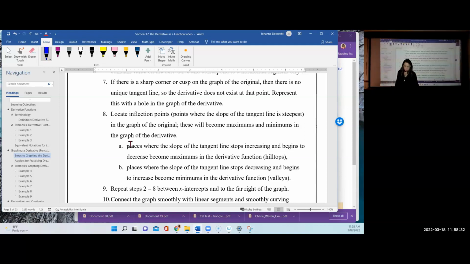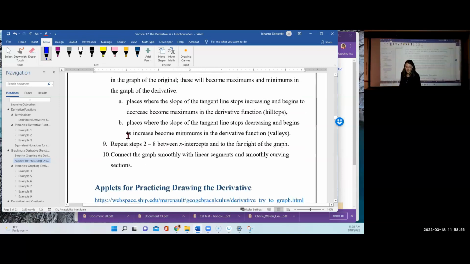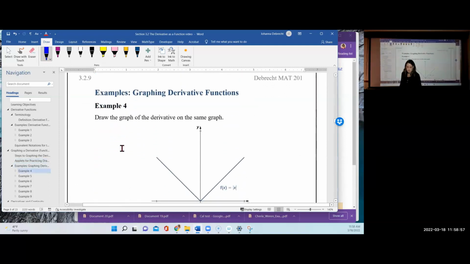The last thing that we want to do is connect the graph smoothly. We want it to be connected smoothly with smoothly curving sections. And if we have any linear sections, we'll connect those as smoothly as we can to the rest of the graph. Now we want to practice this on some actual examples that are static, not in the applet, but instead just on paper.